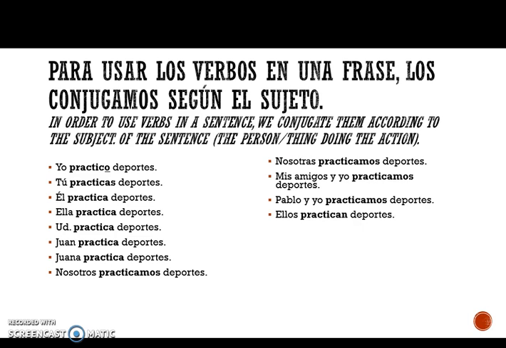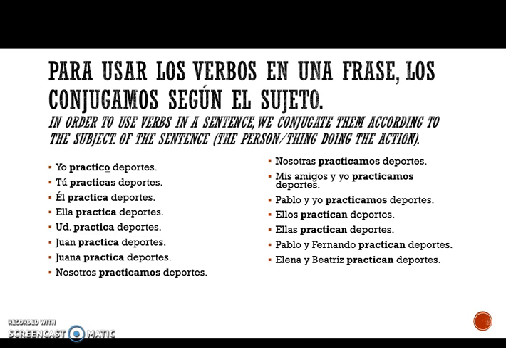Ellos practican deportes. They play sports. Ellas practican deportes. They play sports. They're all girls. Pablo y Fernando practican deportes. Elena y Beatriz practican deportes. And ustedes practican deportes. You all play sports. One more. Tú y tus amigos practican deportes. You and your friends play sports. Again, tú y tus amigos, remember like we practiced in class, is kind of like saying you guys. So the ustedes form, or practican.